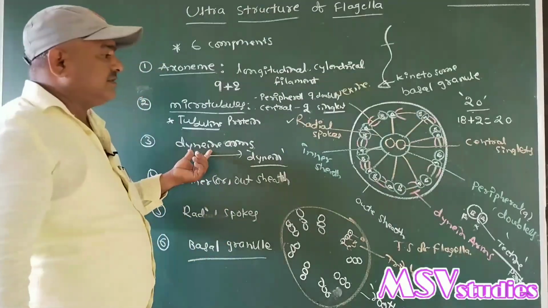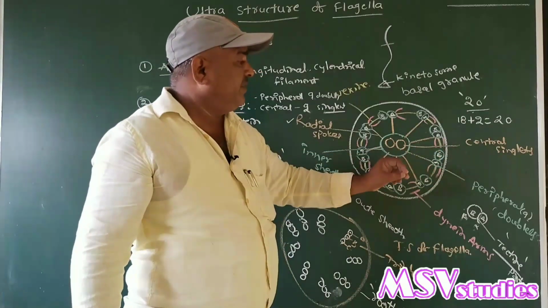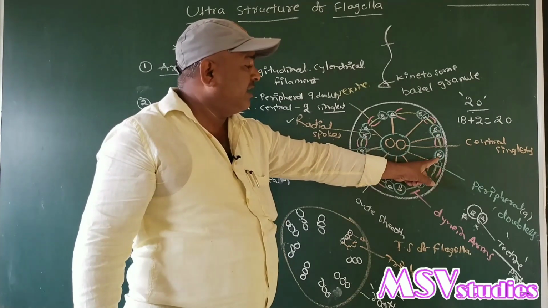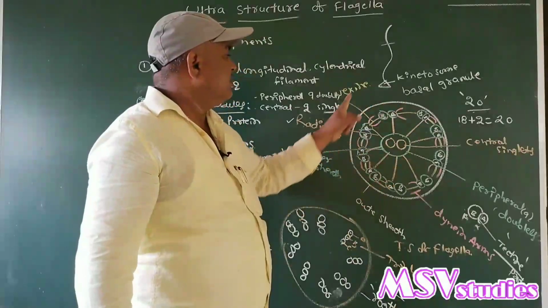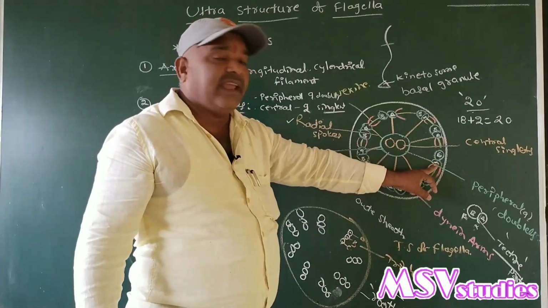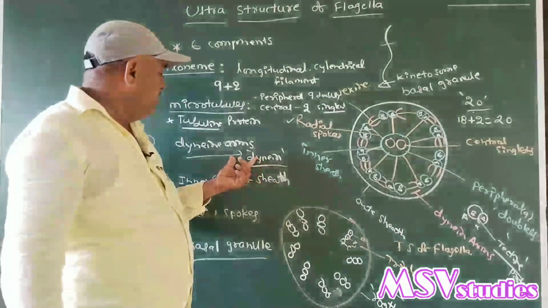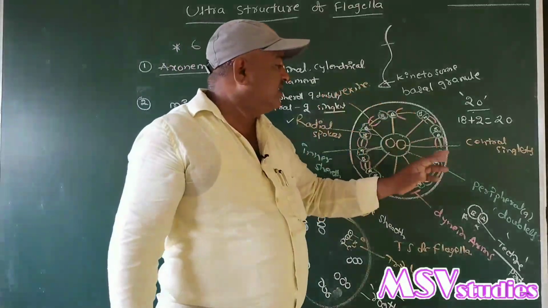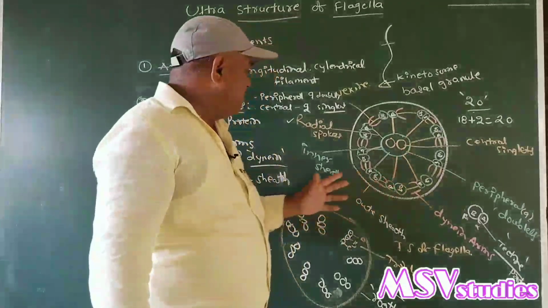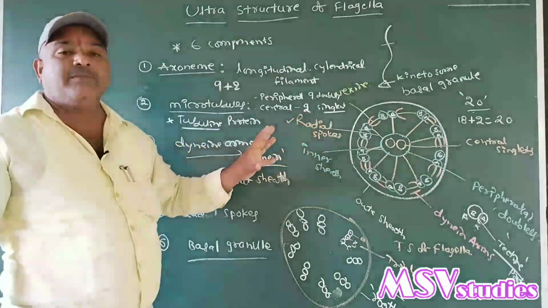Next, dynemomes. The peripheral microtubules are connected to one another. The A microtubule of one doublet is connected to the adjacent B microtubule by nexins. These are linkers. The peripheral microtubule A has 1 pair of dynemomes. The dynemomes are made up of dynein protein. They are attached to the A microtubule and the adjacent B microtubule. These dynemomes help restrict the bending movement of the peripheral microtubules.